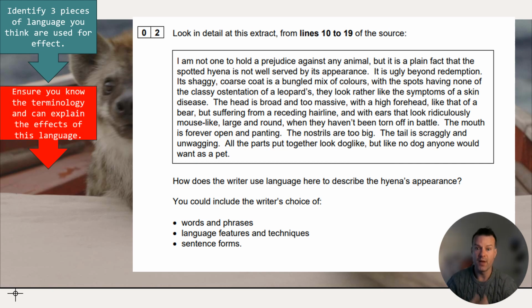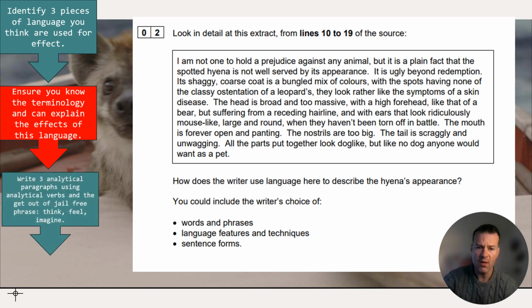And then I need to ensure that I know the terminology, because there are marks for terminology, and also, as I've said before, write about the effects of language. Once I've got that, then actually I'm looking to write 3 analytical paragraphs using analytical verbs, and the get out of jail free line, which is it makes the reader think, feel and imagine. So what would I be talking about in this passage? And let me show you the 3 things that I would choose.